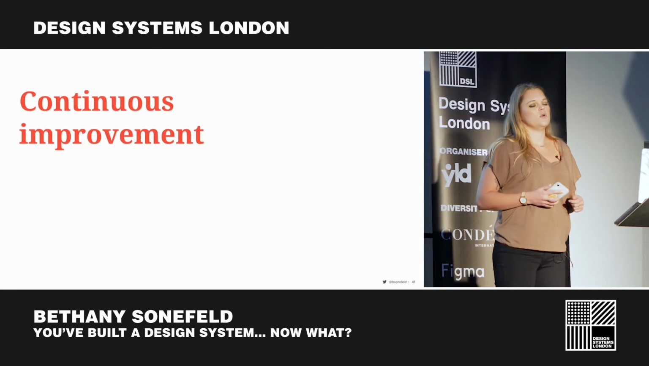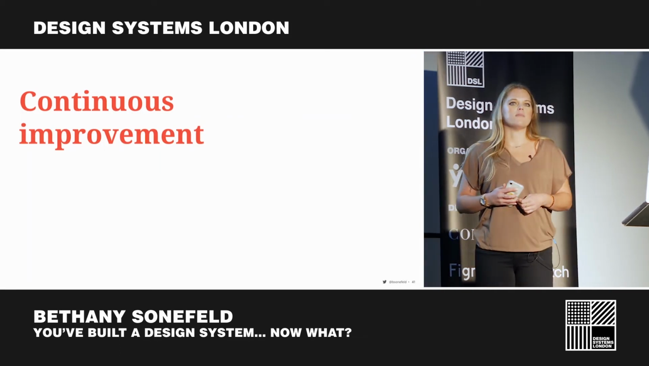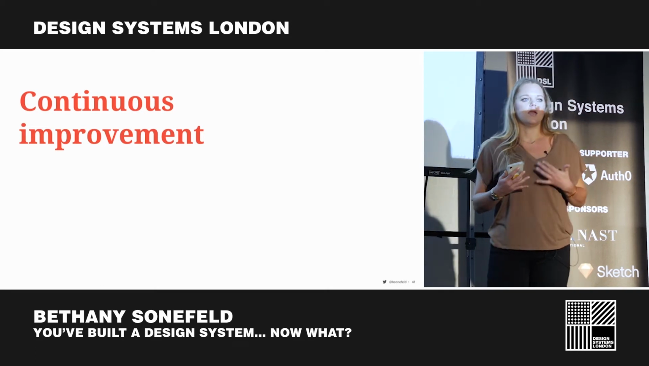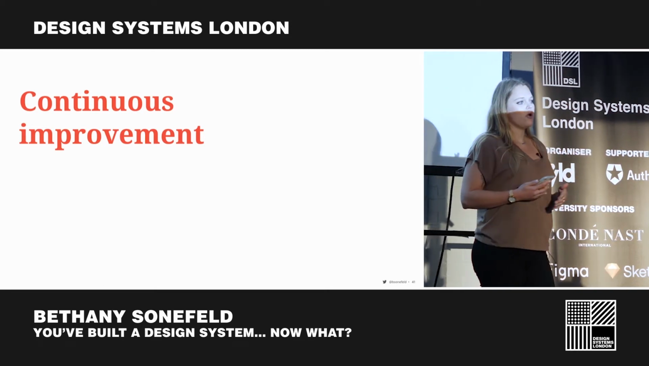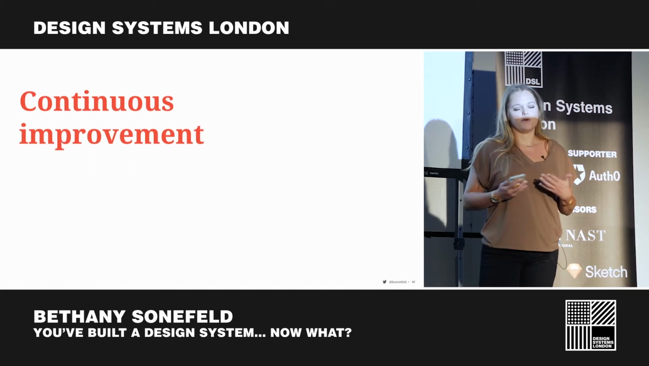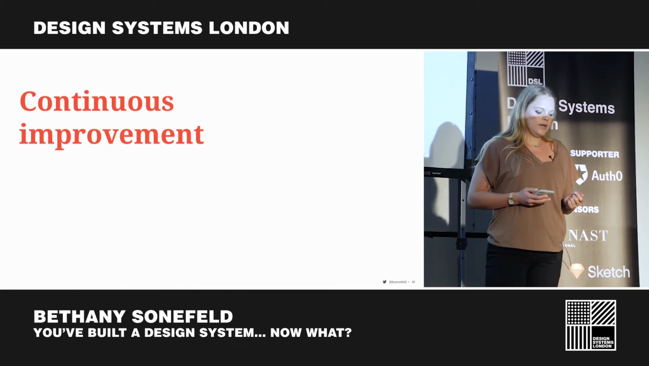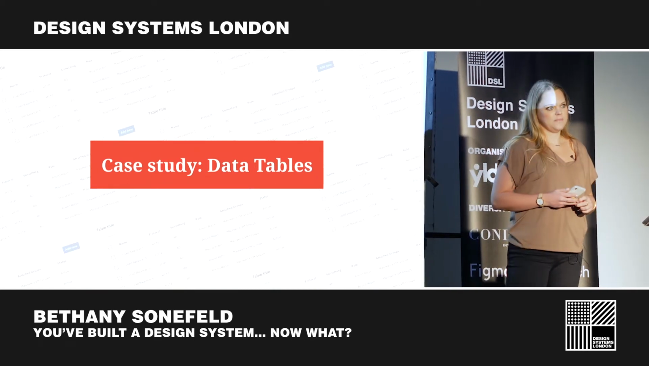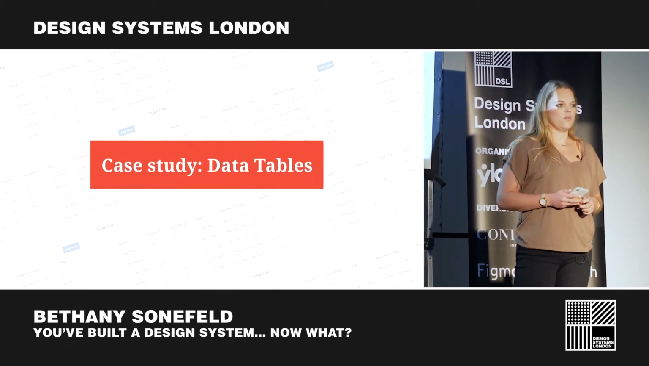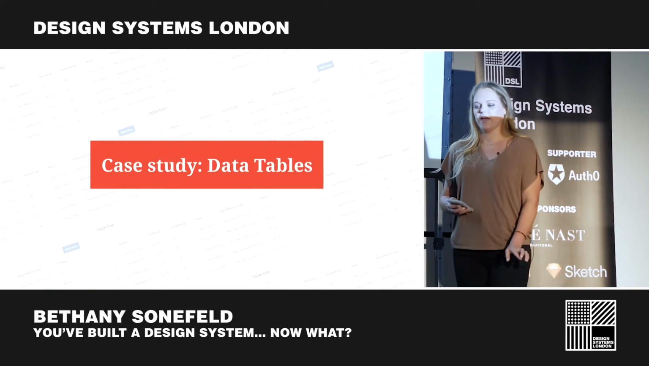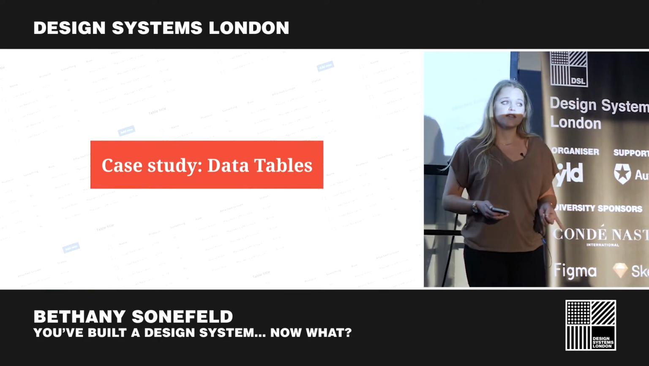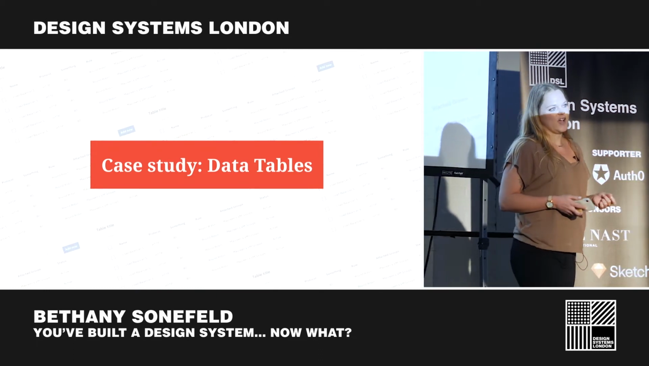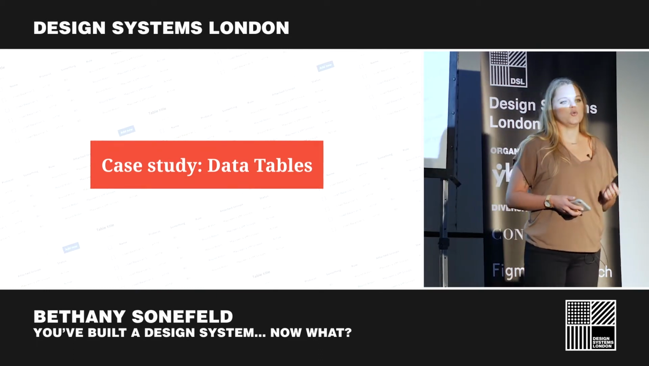Continuous improvement is also a big part of maintaining. And I want you to remember that a design system's never done, right? It's going to be constantly improving and iterating and growing as your product team or your organization grows as well. So I want to tell y'all a story about how once upon a time, our team decided to build one of the most complex components known to man. And anyone here that's worked on data tables can vouch for me when I say that it's a very difficult beast to tackle in terms of both design and code.